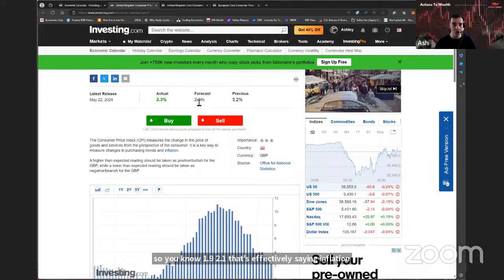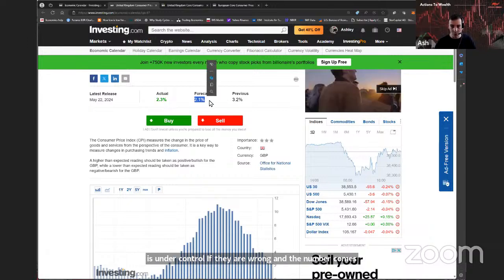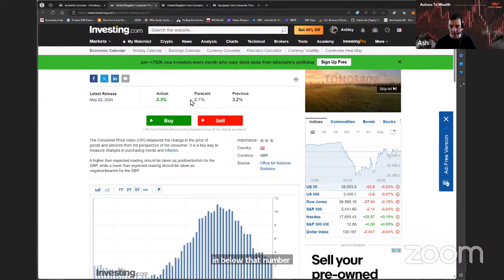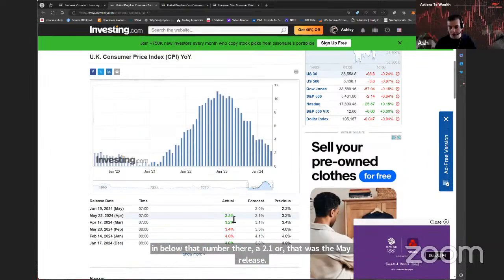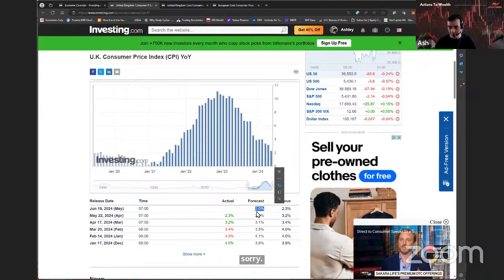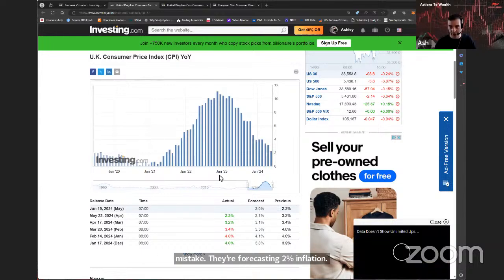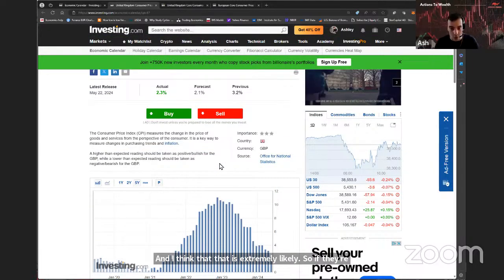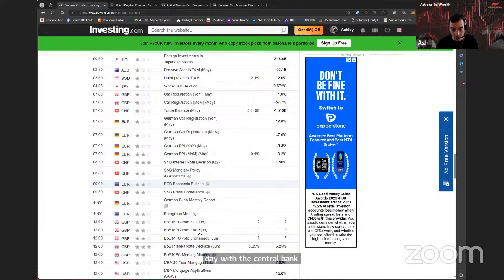If they are wrong and the number comes in below 2.1, or that was the May release. Sorry. They're forecasting 2%. Sorry, that was my mistake. They're forecasting 2% inflation. And I think that is extremely likely. So if they're forecasting 2% and they get 2% or below, the very next day with the central bank reporting, whether they lower interest rates or not will be of question.